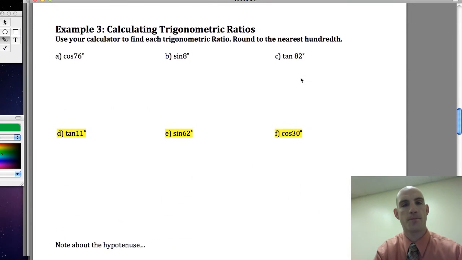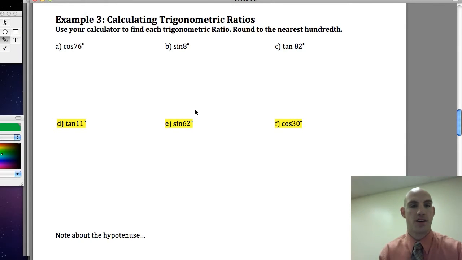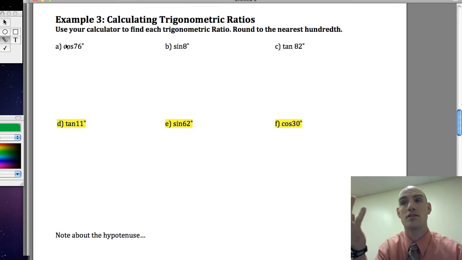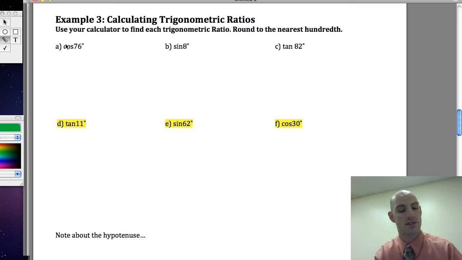Let's look at example 3. We can use our calculator to help us find these things because there's some easy ones like sine of 60, sine of 30, cosine of 45, things like that that are easy for us to remember because they're always the same. But the cosine of 76 is going to be a decimal. And so what we need to do is set ourselves up for success. So let's take a look here for a minute.